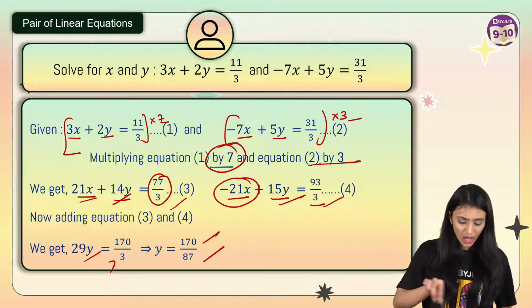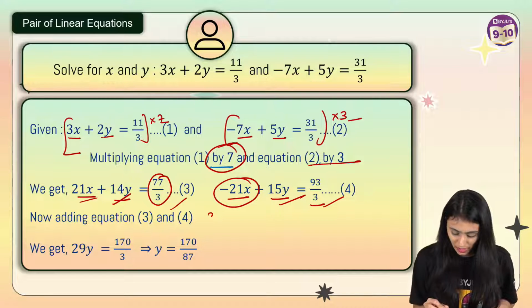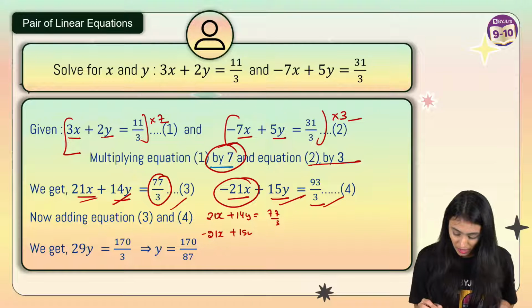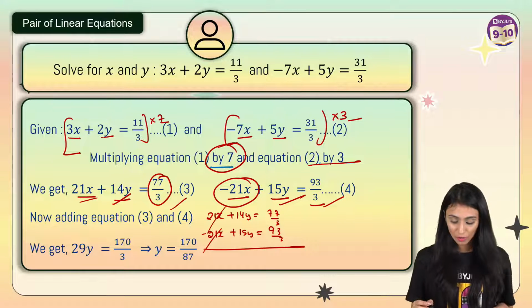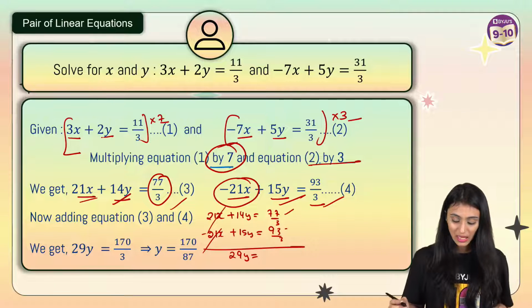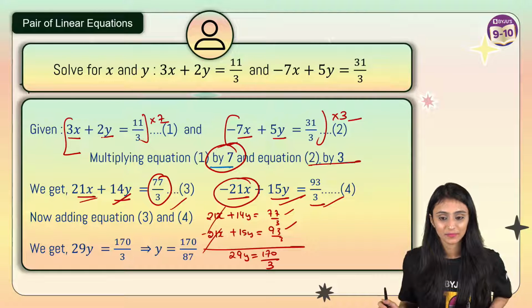Yes. How am I getting 170? Okay, I'm writing the whole step with you. For you, 21x plus 14y equals 77 by 3. This is minus 21x plus 15y equal to 93 by 3. You will add them up, right? 21x gets cancelled out. 14y and 15y make 29y, and 77 plus 93 is going to give you 170 upon 3. Simple one.